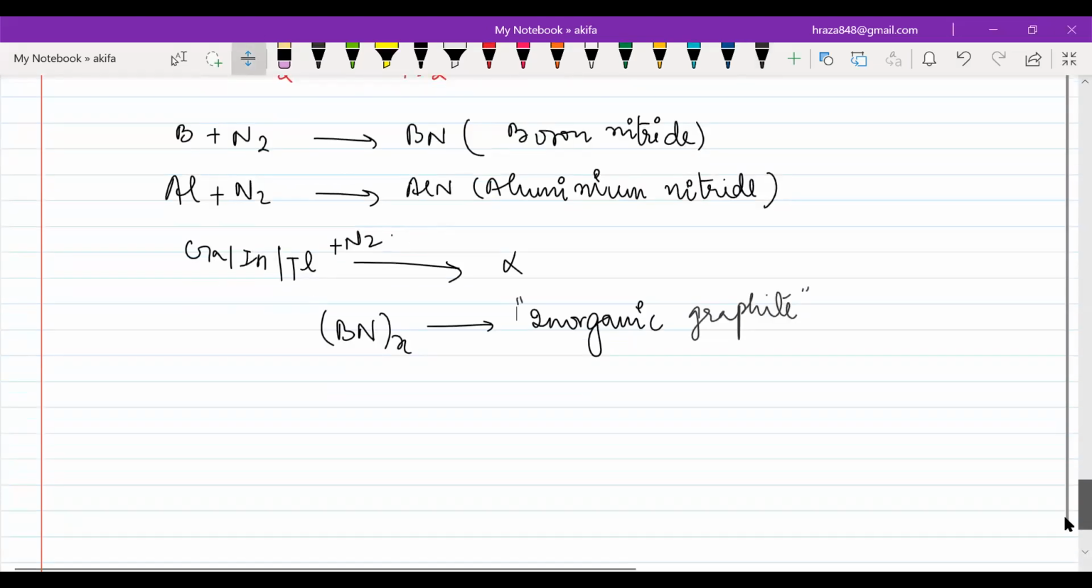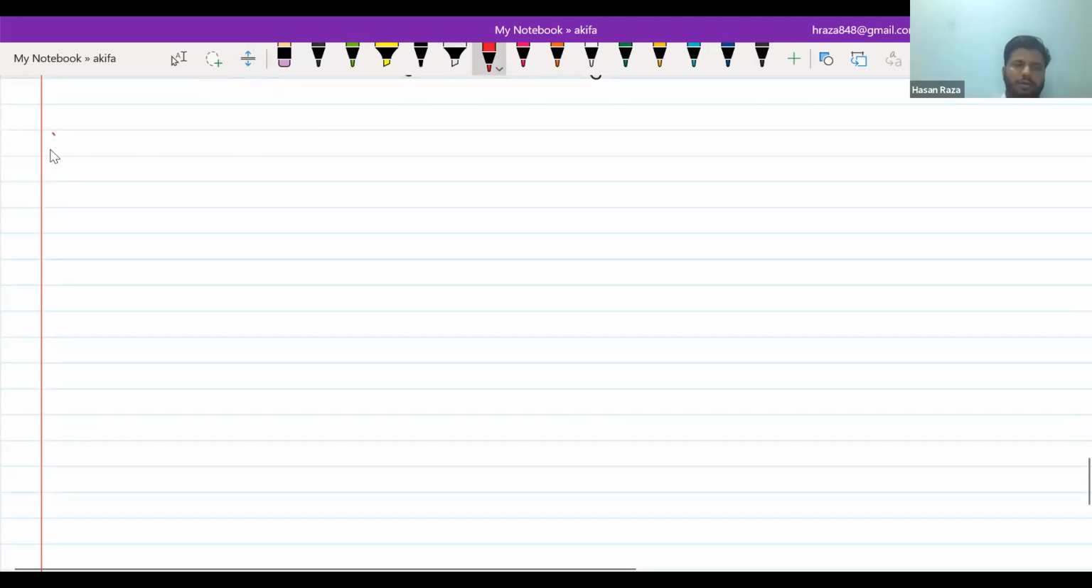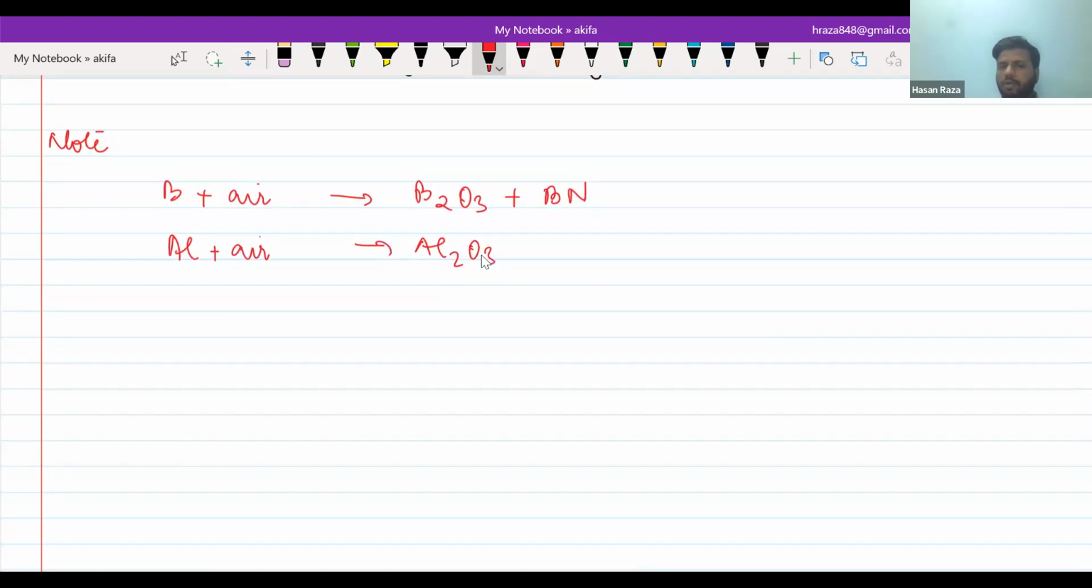Done. Now see, conclusion, or you can say note. If you react boron with air, there will be two products. The first one is B2O3 and the second one is BN. If you react aluminum with air, there will be two products, Al2O3 and aluminum nitride. If you react gallium, indium, thallium with air, only oxide will be formed, but no nitride. Is this clear? Yes. Just write it.